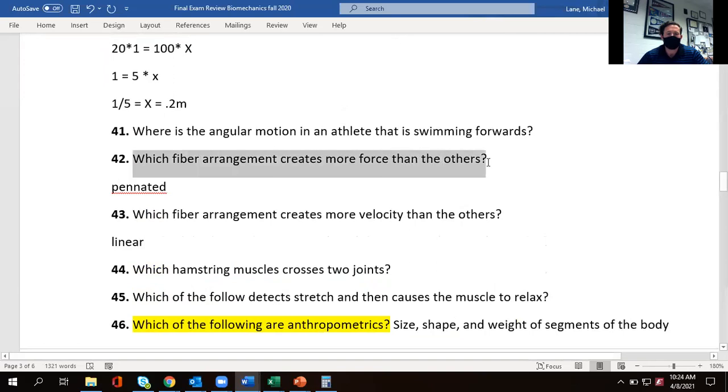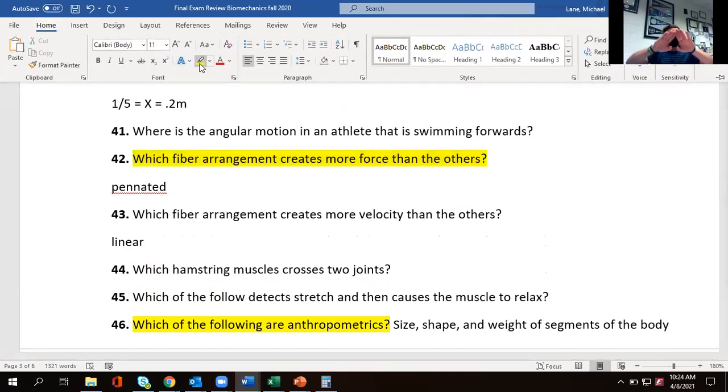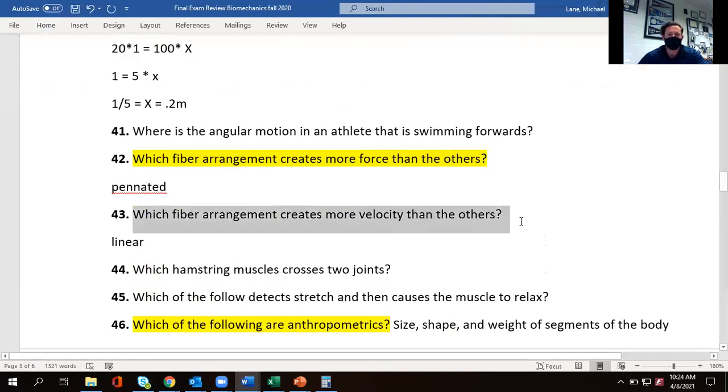So remember, it's going to be the pennated fibers that's going to give us a greater amount of force production. That's going to be when they're pulling effectively in the angles. And then the linear is going to be the fastest one because it's going in that straight line. We don't have to worry about any of the changes in force production.